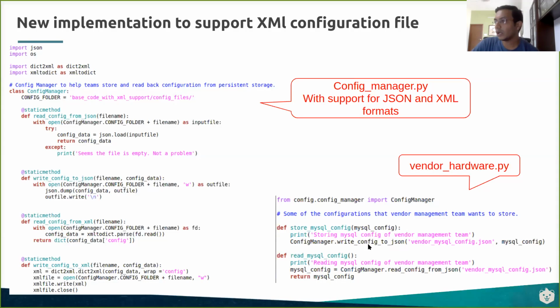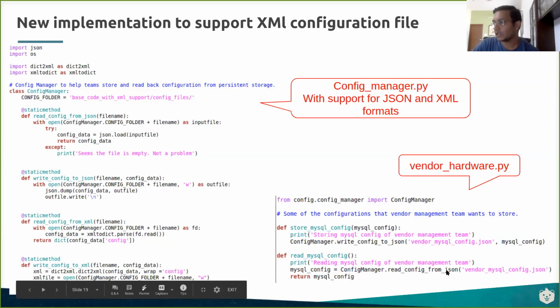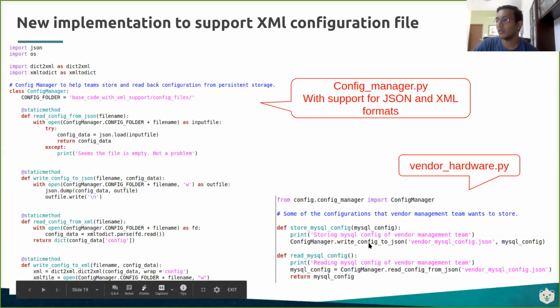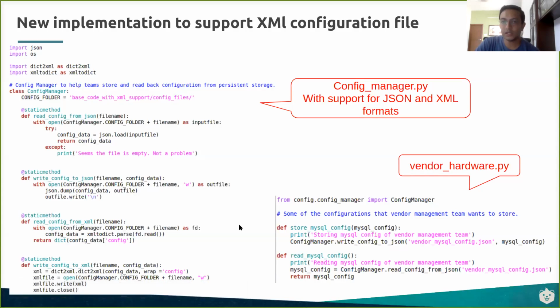So the vendor hardware team says, okay, I'll use the JSON variety, and I'll change my method names to this. And then the logistics hardware team comes in and says, okay, now I'll use XML. I'll use write config to XML and read config from XML. So now this works, right? The requirement is satisfied. It's already encapsulation. They're just calling methods provided by config manager. So why is this bad? This requirement came in, it has been implemented, and it still looks clean, right? But why is this bad?